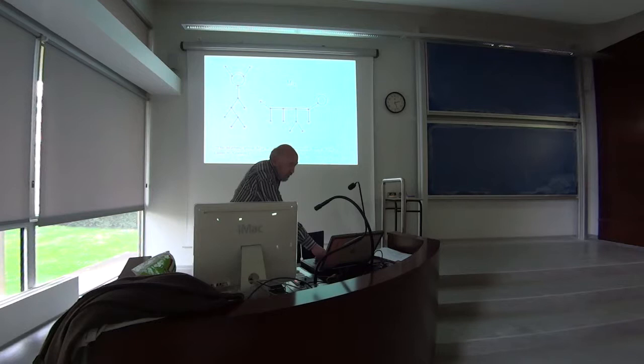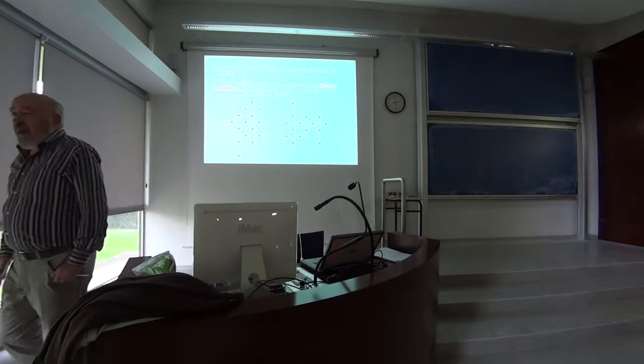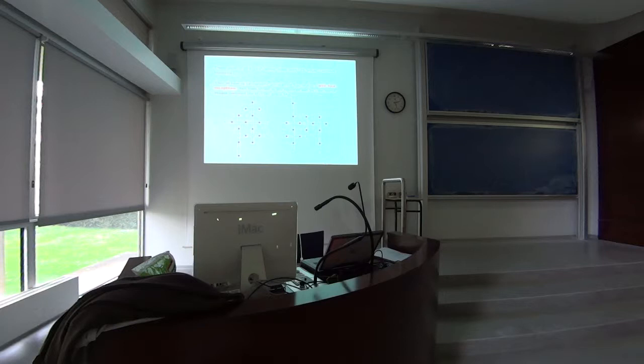Do you know the order of the group? What's the order of the group? M24, some 300,000, something like that. I do not remember by heart. For M12, it is 95,040. M24, I do not remember.